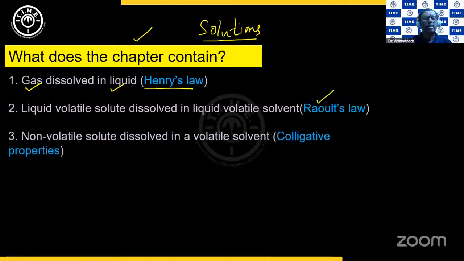And then we have got a non-volatile solute. So this was a volatile solute. This is a non-volatile solute dissolved in a volatile solvent, and here we read colligative properties, right? I hope this is clear. So these are all the 3 parts that we have under the solutions.